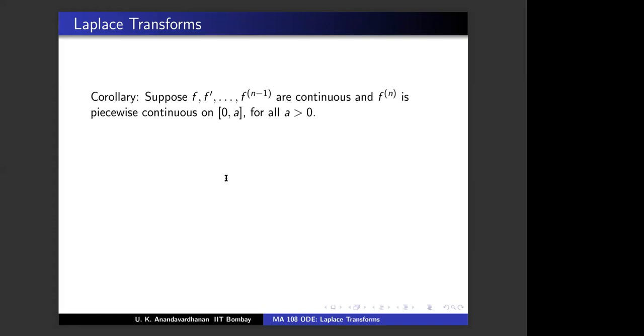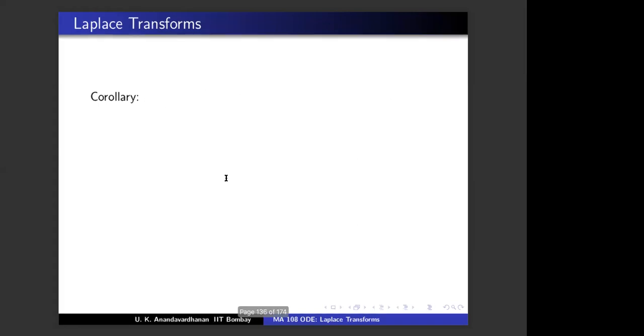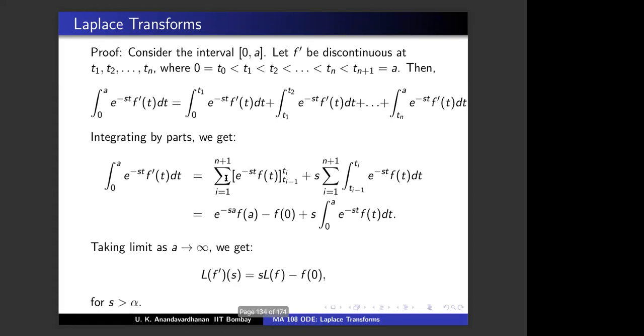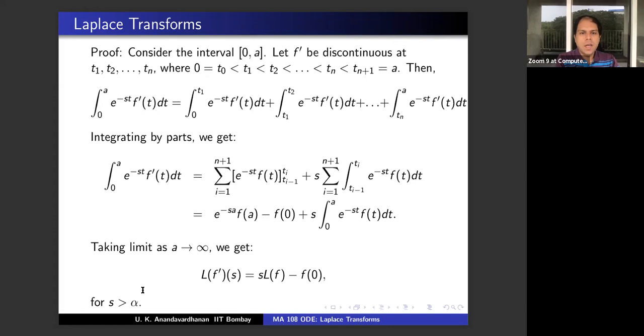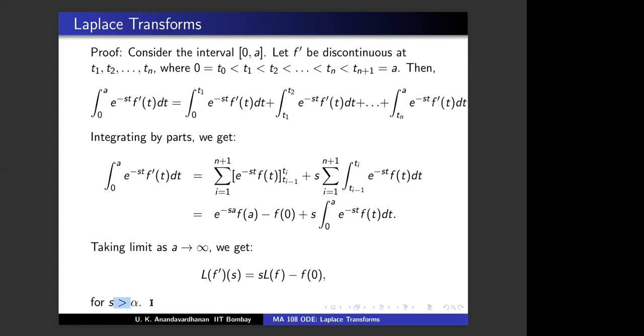Sir, in the last example, shouldn't s be greater than 0? Because if s is negative, the thing will not become 0, e power minus sa. Yes. So what you have to say is s is bigger than the maximum of 0 and alpha.